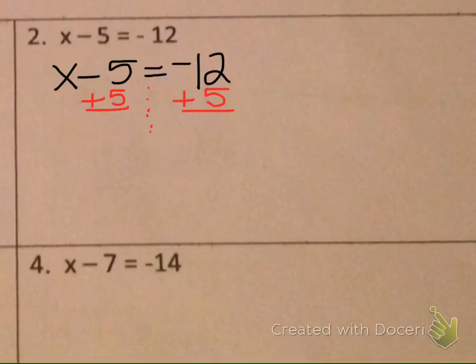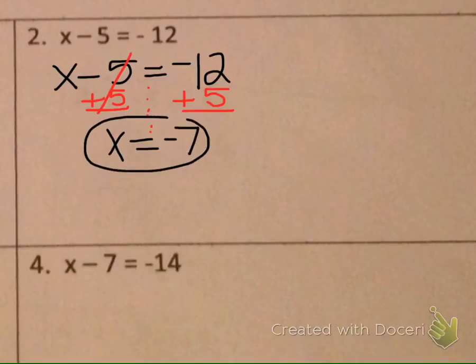Okay? Looking at the left-hand side of the problem, negative 5 plus 5 cancels out. That's 0. So I'm left with x on the left equals, and then I have a negative 12 plus 5. I have different signs, subtract. My answer is 7, and it's a negative 7 because 12 is the larger number.